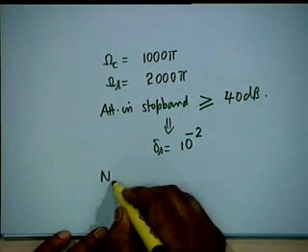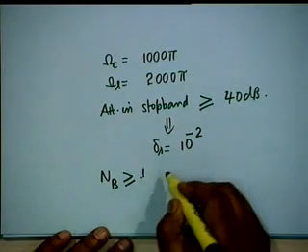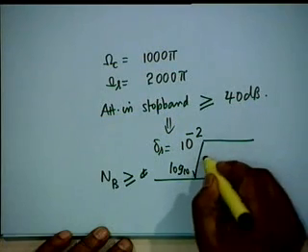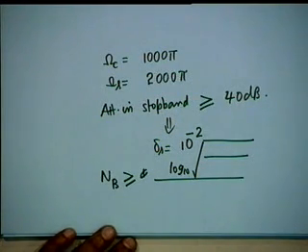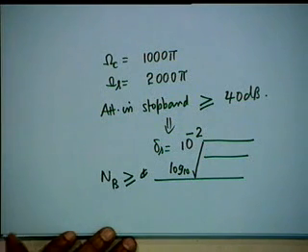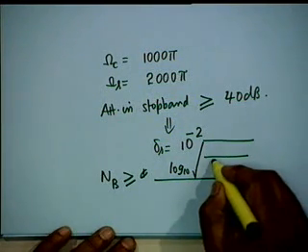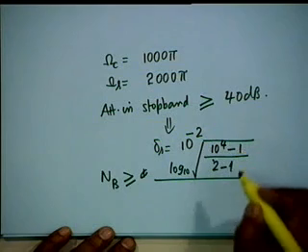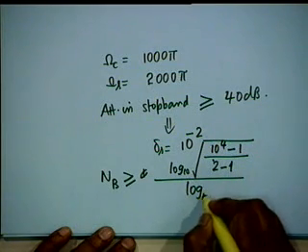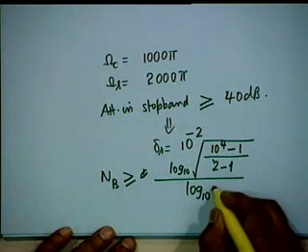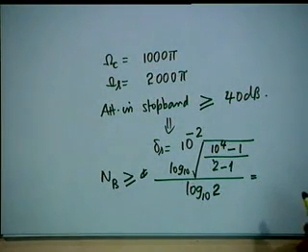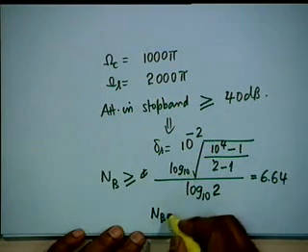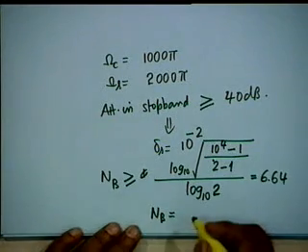And therefore, N B is greater than or equal to half log 10 of square root of (1 by delta p squared is 2, minus 1, so that is 1) divided by (1 by delta s squared minus 1, which is 10 to the power 4 minus 1), divided by log 10 of the ratio, which is 2, log 10 of 2, and the right hand side calculates out to 6.64. Therefore, the order of the Butterworth filter needed is 7.